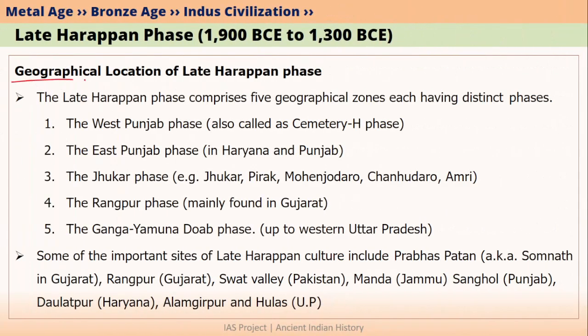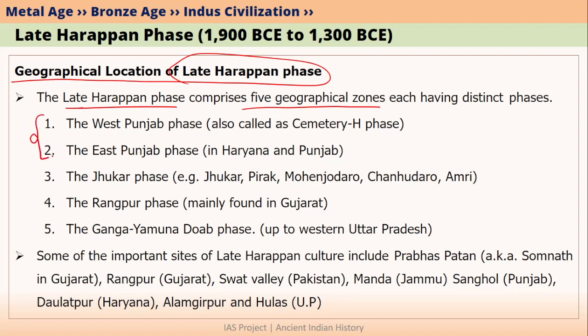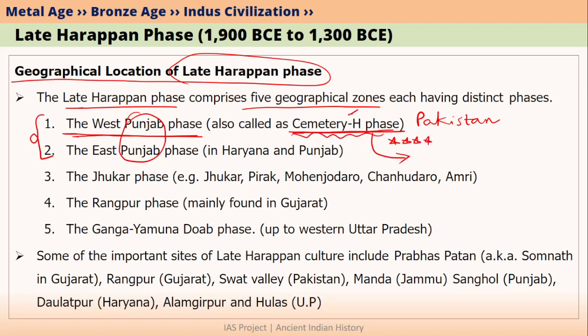Now let's talk about the geographical location of late Harappan phase sites. We can divide the late Harappan phase into 5 geographical zones. Please remember that in some books, the first two zones are combined into one zone called the Punjab zone. But for the sake of understanding better, let us study it as 2 different zones. So the first zone is the West Punjab zone, which is in Pakistan. This phase is also called the Cemetery H phase. When you hear the word Cemetery H phase, you have to associate it with the late Harappan phase. This phase was first found in Harappa, and within Harappa, in a site called Site H. That is why it is called the Cemetery H phase. Other than this, you don't need any more information.